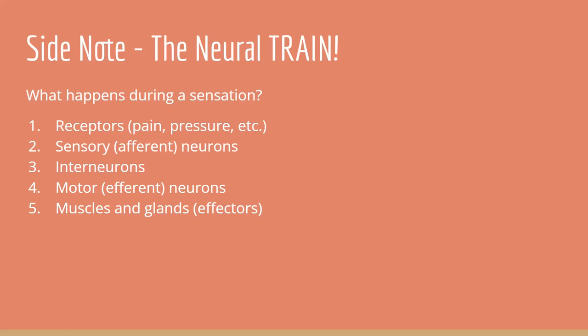Then after that, there are the sensory neurons, which are also called afferent. Remember, we learned about these in module 9. And then the interneurons, they do the things in between. And the motor neurons, they're also called the efferent neurons. And then it goes to the muscles and glands, which are the effectors.